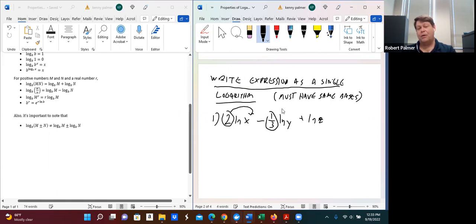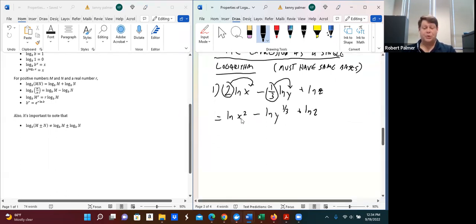Then I'm going to take this 1/3 and make it the exponent of the y. And so my first thing will be the natural log of x squared minus the natural log of y to the 1/3 and plus the natural log of z. Okay. Now that I've done that, now they're all natural logs. Now they're all in a place where I can combine them.